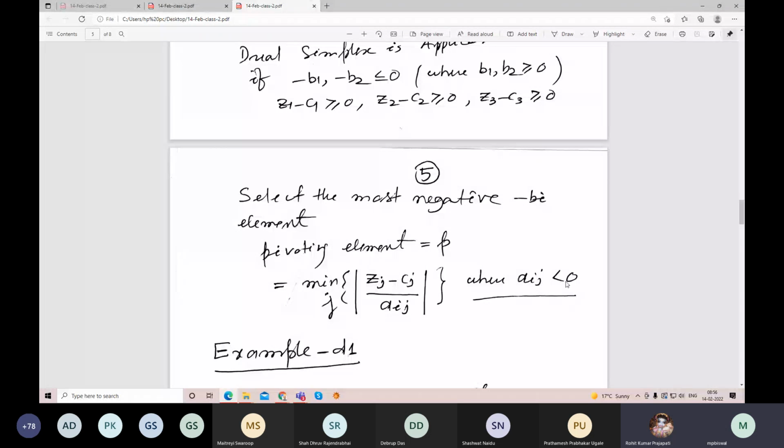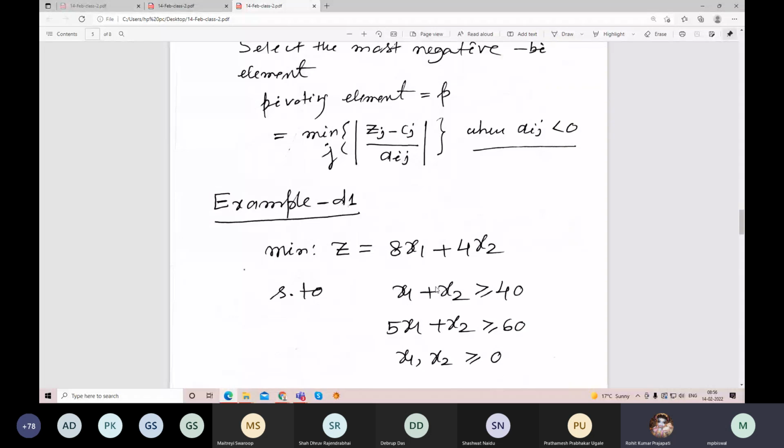Now we have learned that for the primal simplex method, the pivoting element has to be positive. For the dual simplex method, the pivoting element has to be negative, just the reverse. Okay, and other things here.